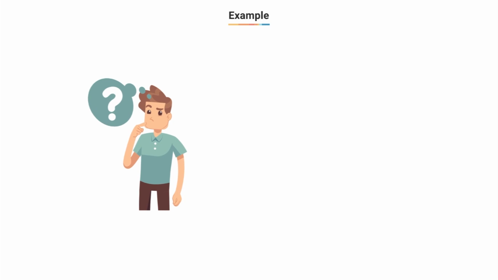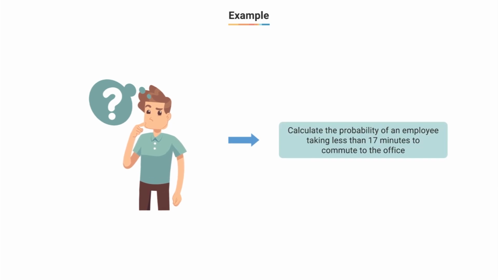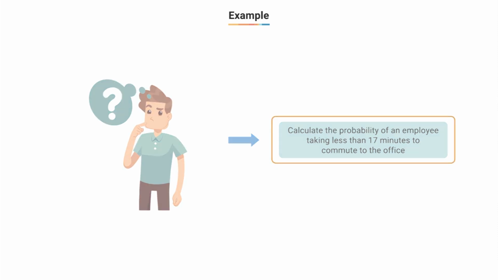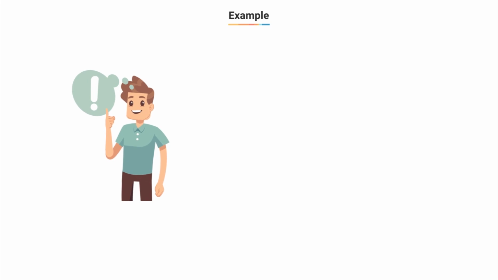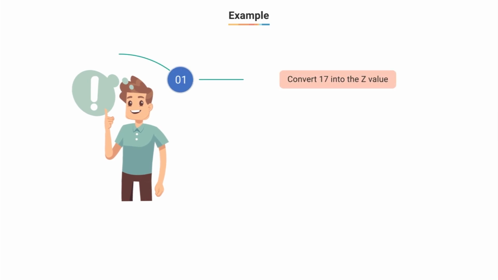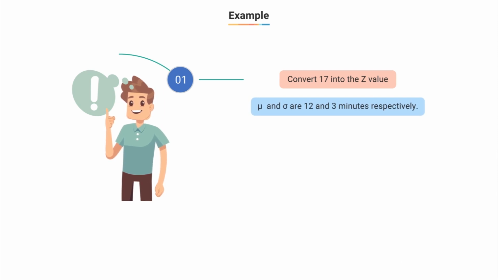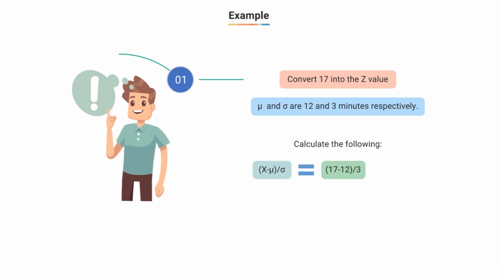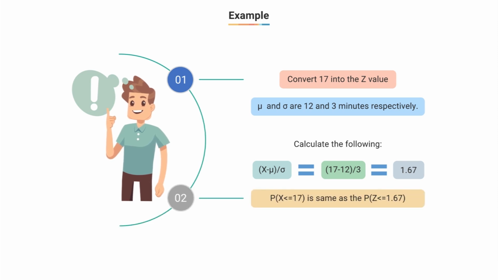How do we proceed to solve the problem of calculating the probability that an employee will take less than 17 minutes to commute to the office? So let's first convert this to the standard normal distribution and then see how we can calculate the probability from there. First, let us convert 17 into the z value. Remember that the mu and sigma for this distribution are 12 and 3 minutes respectively. Thus, calculating (x minus mu) upon sigma, we get (17 minus 12) upon 3, which equates to 5 by 3, which is 1.67. Thus, the probability that x is less than 17 is the same as the probability that z is less than 1.67.